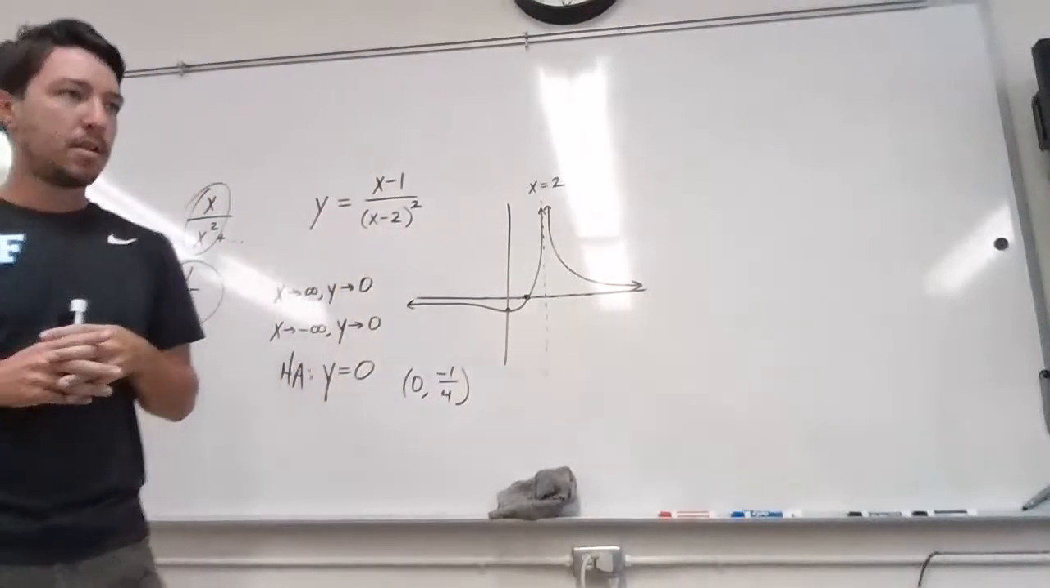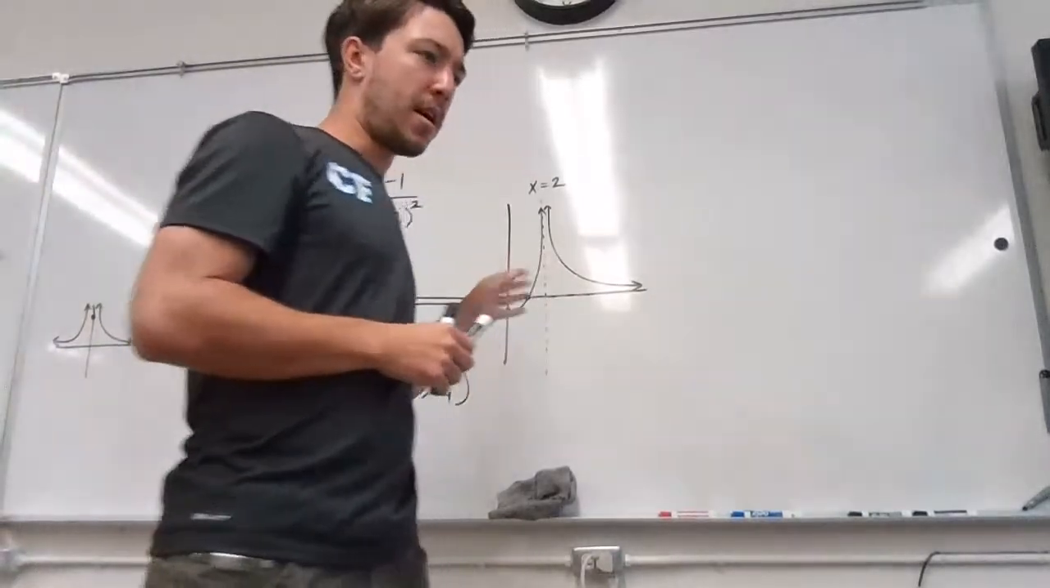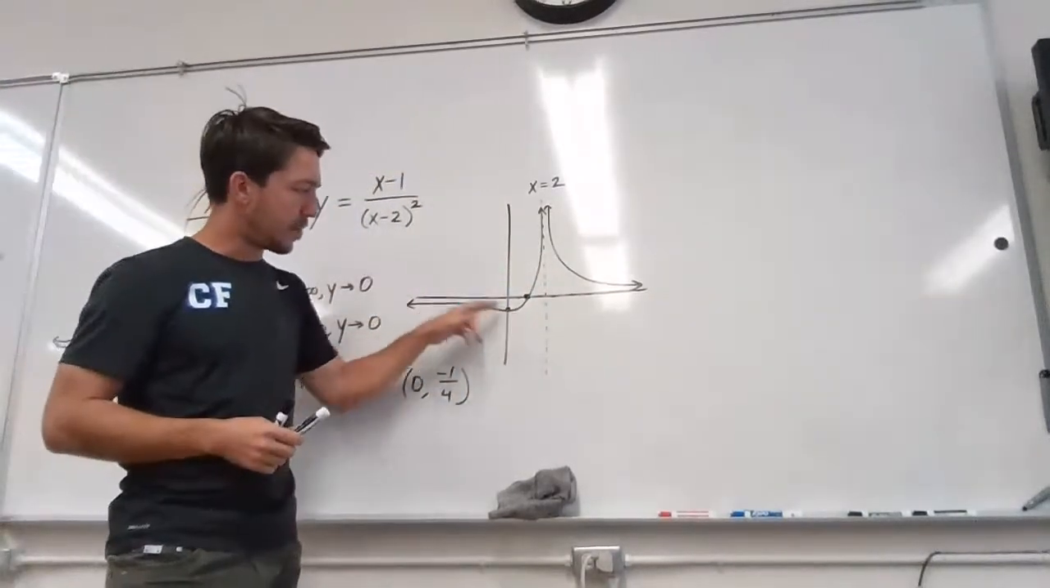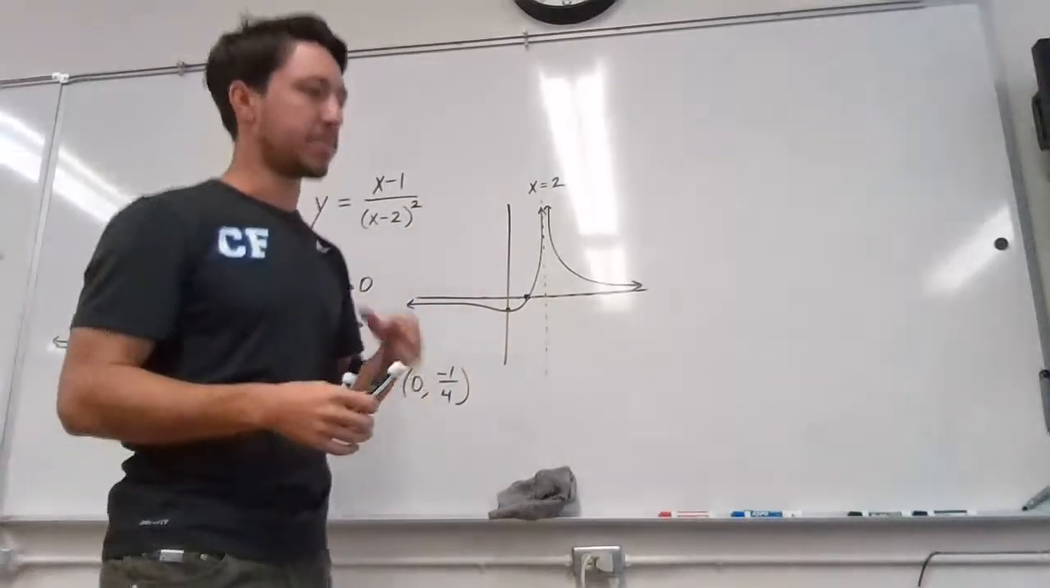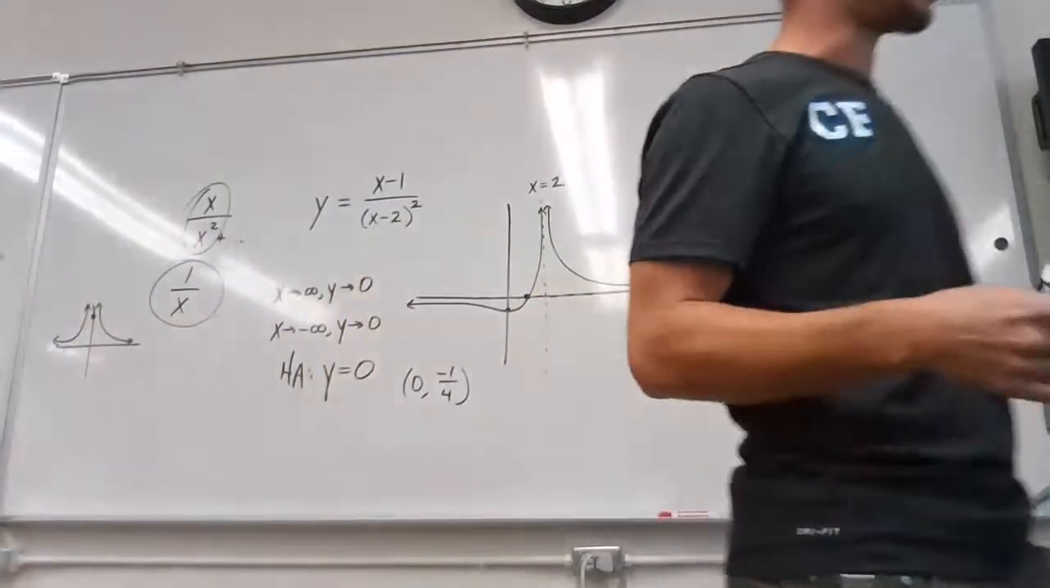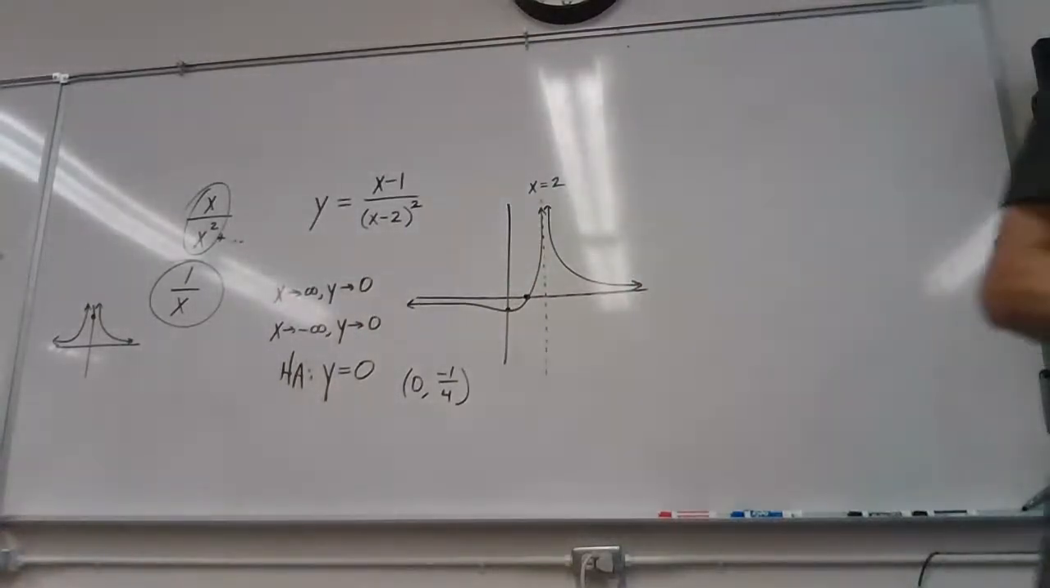If you graph it on Desmos, it might be a little different. Maybe this little hump is lower or something. But that's not what we're concerned with. We're concerned with things like domain and asymptotes. All right.